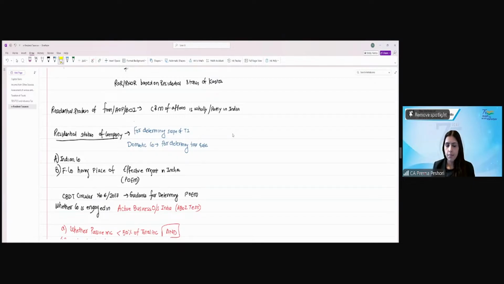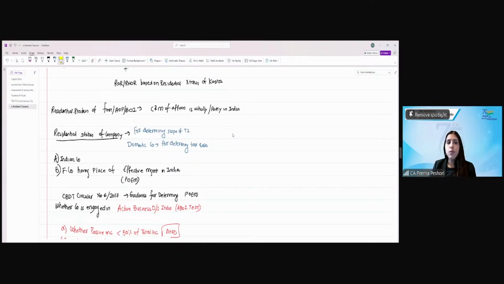If the place of effective management is in India, then it is a resident in India. Yes. So if it's an Indian company incorporated in India as per the Companies Act, or it is a foreign company having the place of effective management in India. Are we getting this particular point?